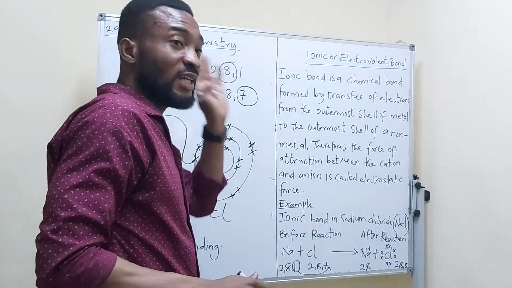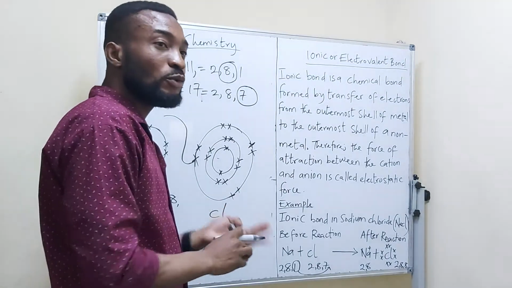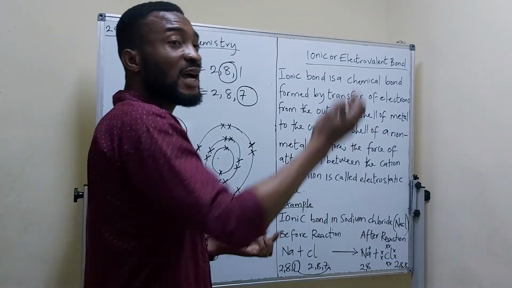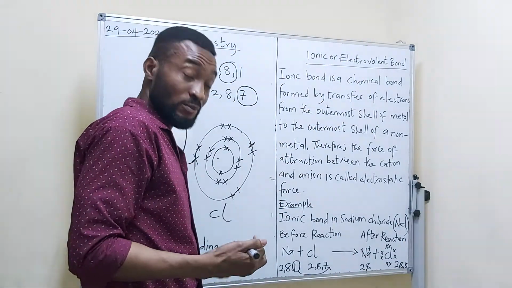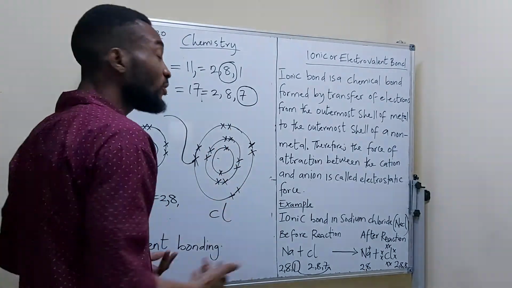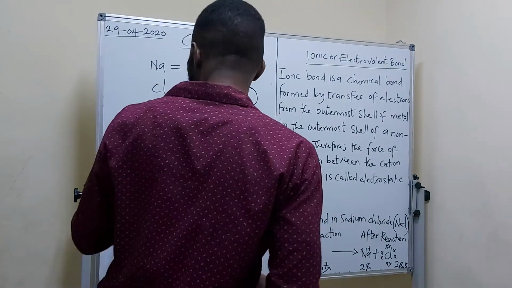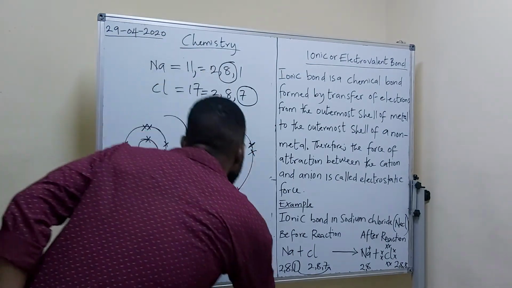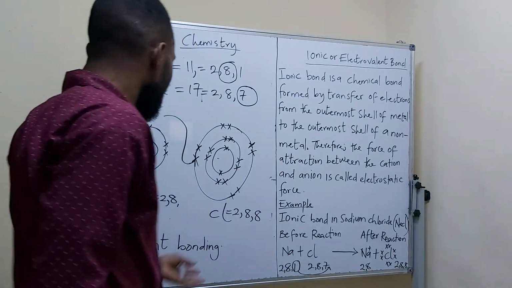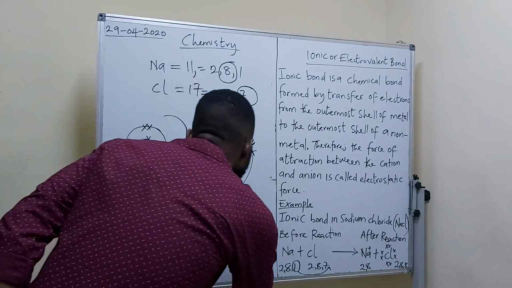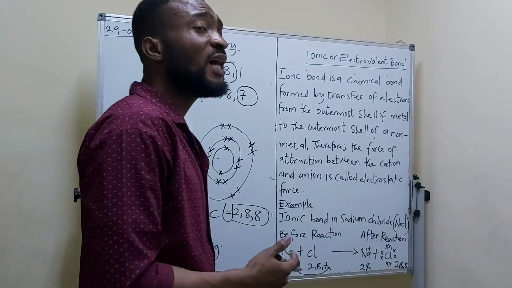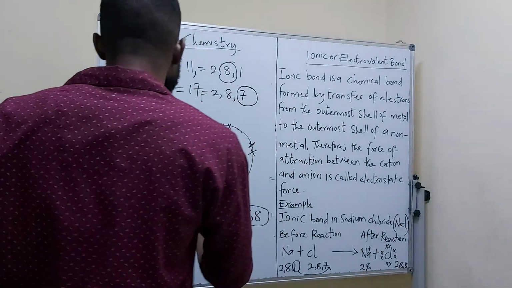Any element that loses electrons, we call it a metal, whether 1 electron, 2 electrons, or 3 electrons. But any element that can gain electrons from other metal elements is called a non-metal. Unlike sodium, chlorine is a non-metal because it gained 1 electron from where? From sodium. So now, chlorine here will become 2, 8, 8. If you look at the chlorine now, it becomes 2, 8, 8. Which element has 2, 8, 8 like this? Which is argon.